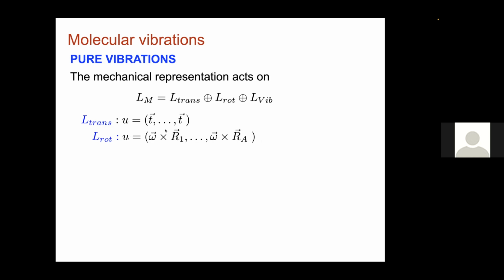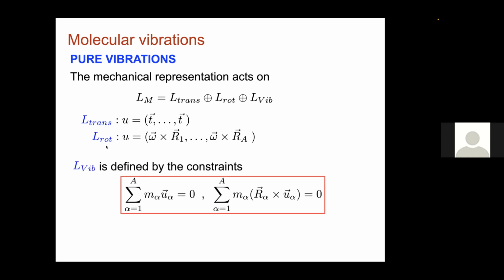If I rotate the molecule around a different point, this is equivalent to a rotation plus a translation. So if I really want to separate cleanly rotations from translations, I have to use the center of mass, okay? And then the space of vibrations is defined by these constraints. So this space is very simple. Sorry, very simple. The space of pure vibration is not simple at all.